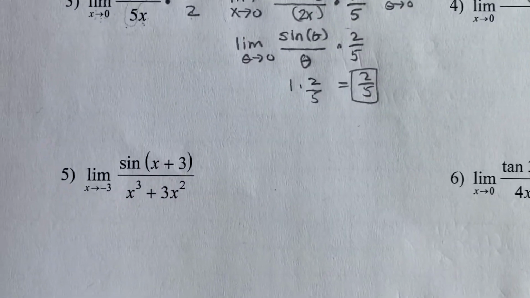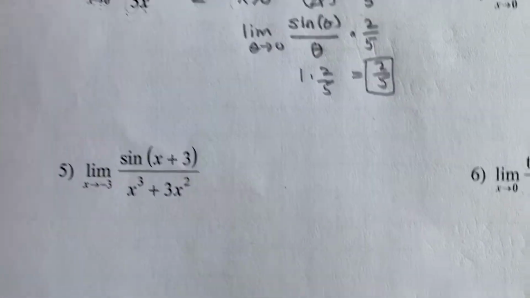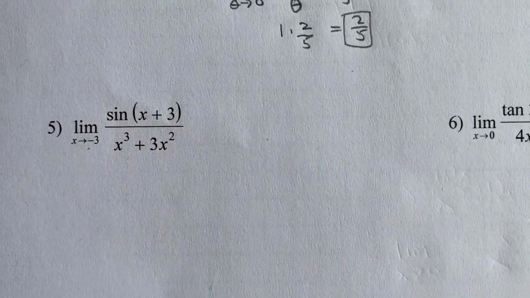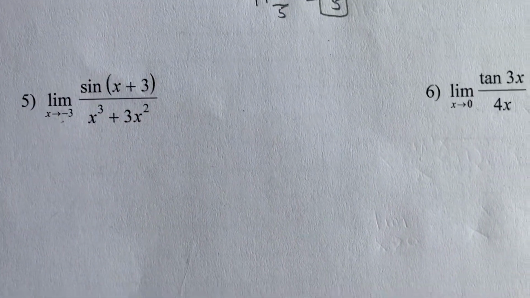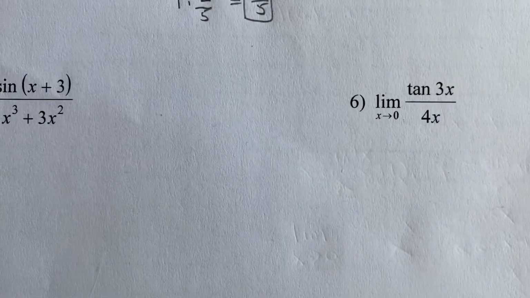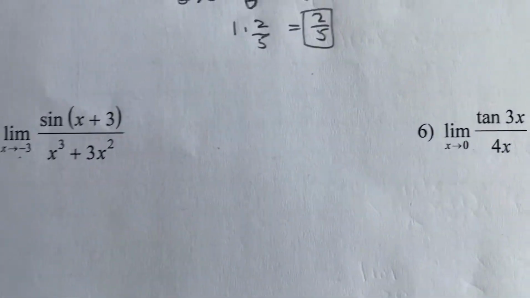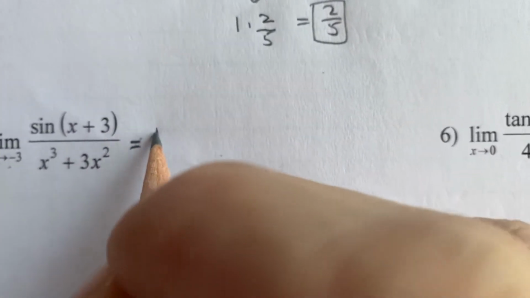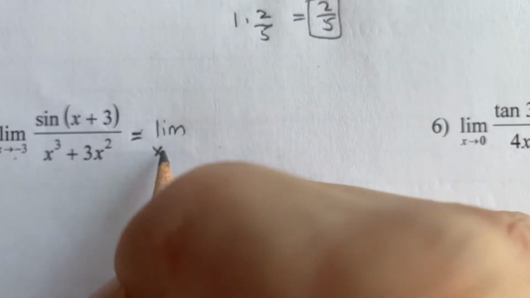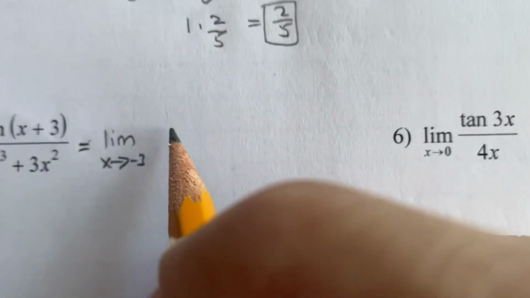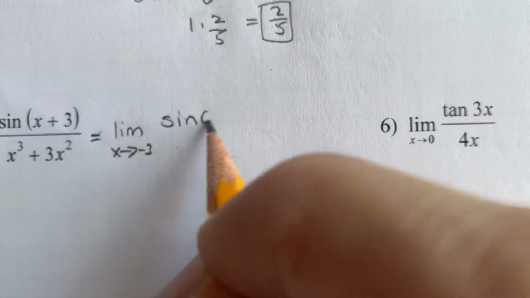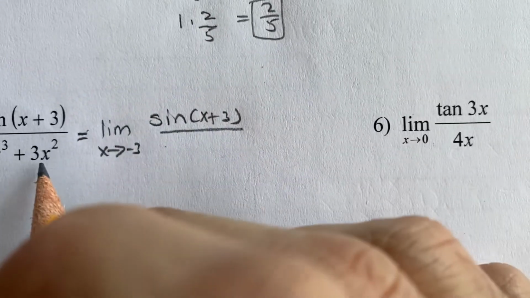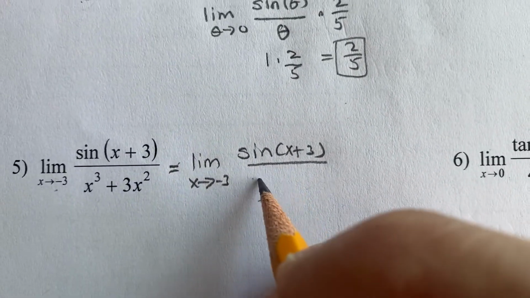All right, moving on to number 5. This looks kind of weird because now the limit is going to -3, but you'll see in a second that once we use the direct substitution, it's basically the same concept. So let's take a look here. What I would do right now is just factor. So in my denominator, I'm going to have a GCF of x squared that I can pull out.